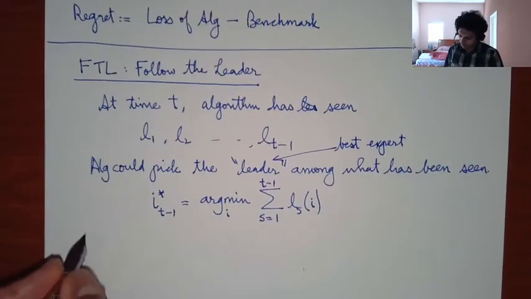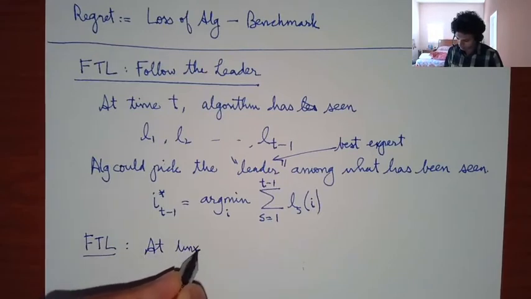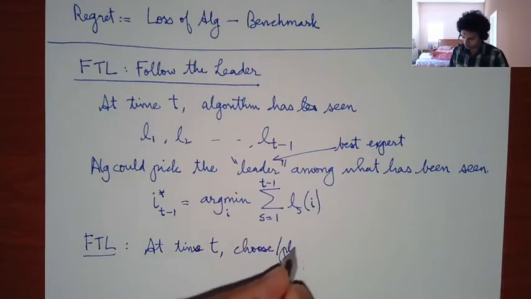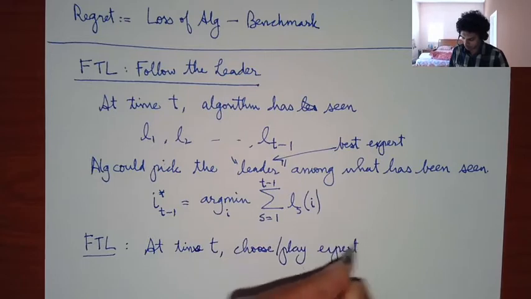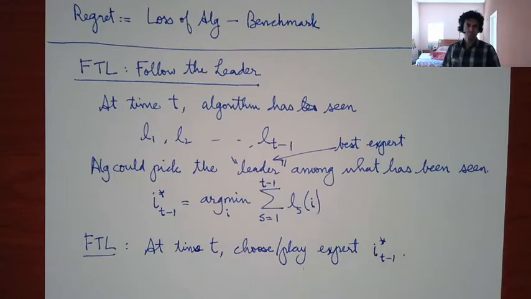And so the FTL algorithm is simply, at time t, choose or play the expert I star t minus 1. That's what it is. Does the algorithm make sense? This is called follow the leader. Very natural algorithm. Now, can you say something about the regret of this algorithm based on what we did last time?